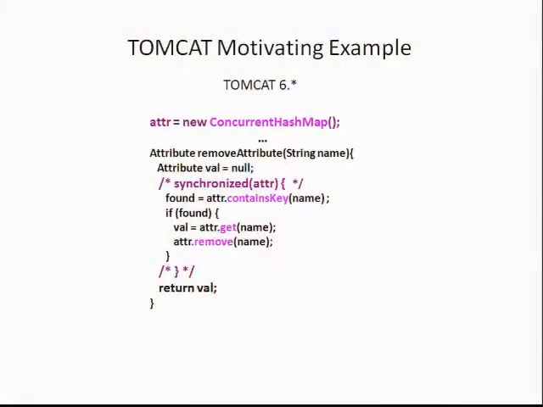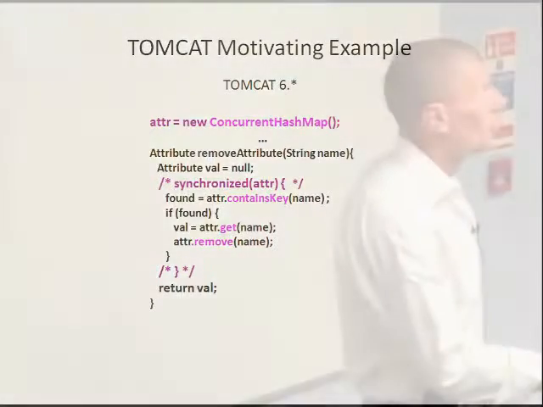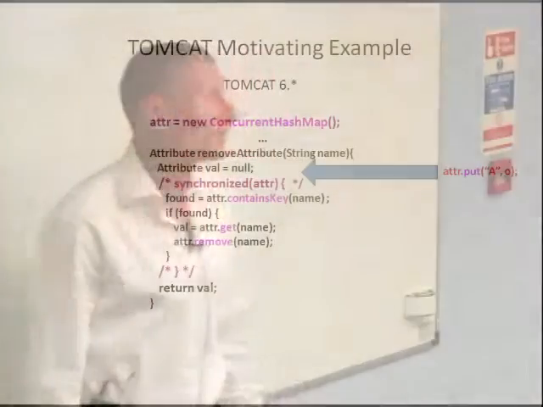Now look at what they did when they moved to Tomcat version 6. They said, oh, that's great. We have this concurrent hash map. Java provides this beautiful data structure. It's concurrent. We can remove the synchronized and we are done. What do you guys think? Oops, exactly. That's not going to work.